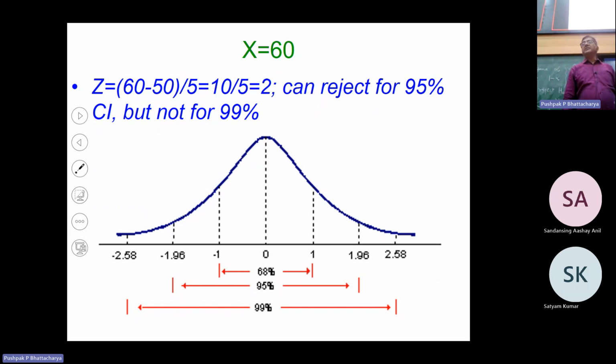I can reject it for 95% confidence interval, but not for 99%. So 2 is beyond 1.96, but 2 is not beyond 2.58. So if my confidence interval is 99%, I cannot reject. With 95% confidence interval, I can reject. Why? What is the intuition? Let us see the intuition.